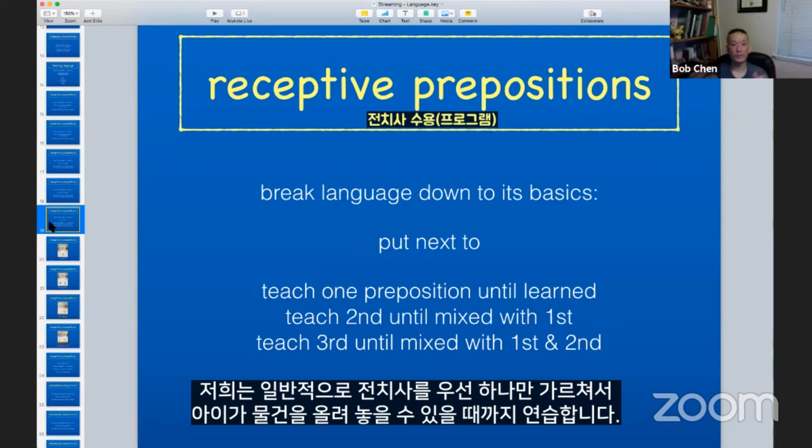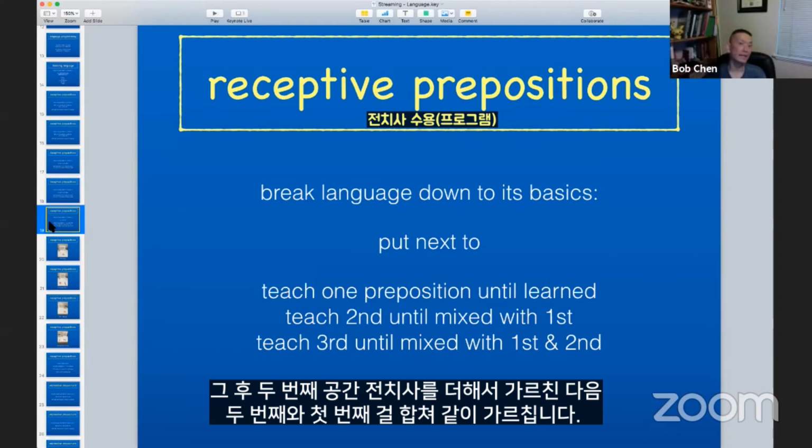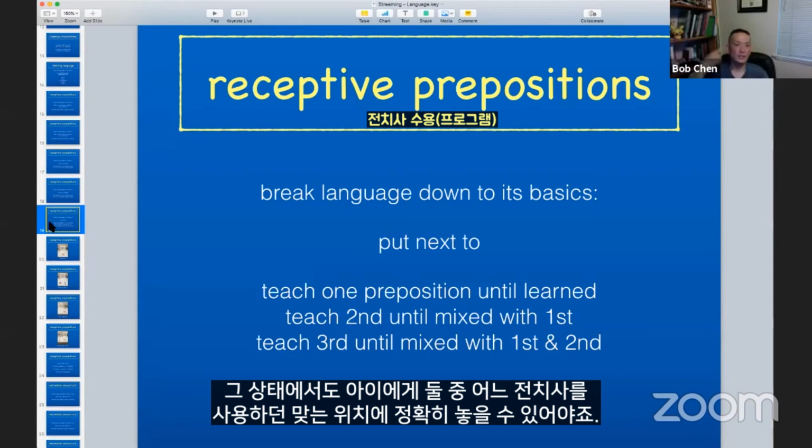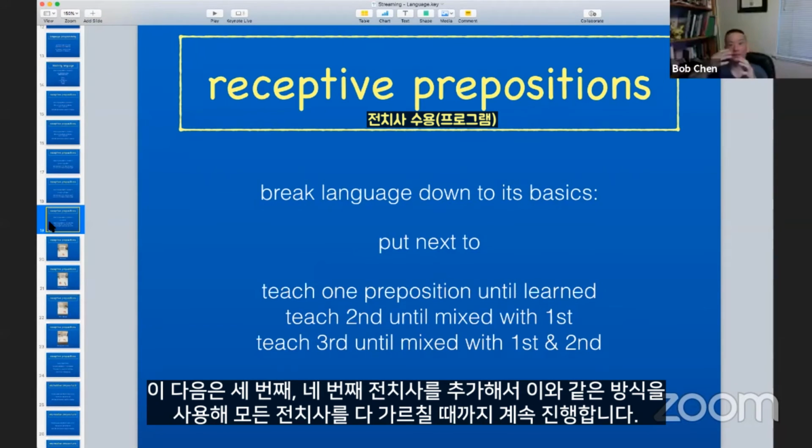So typically how we do it is we just start with one preposition, we teach that, and the child can put that item where I asked the child to put it. And then we teach a second item, and then we put the second and the first items, the locations, together so that I can tell you this and then tell you the other one, and you can still accurately put it in the correct location. We teach the third one and the fourth one, and so we teach all the prepositions in this manner.